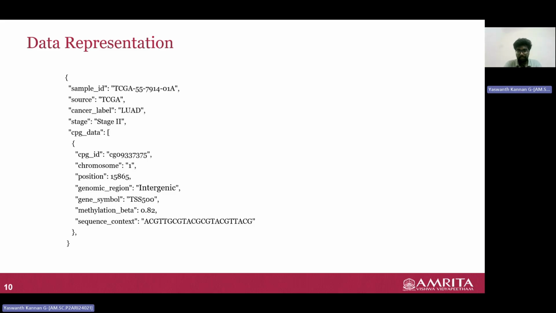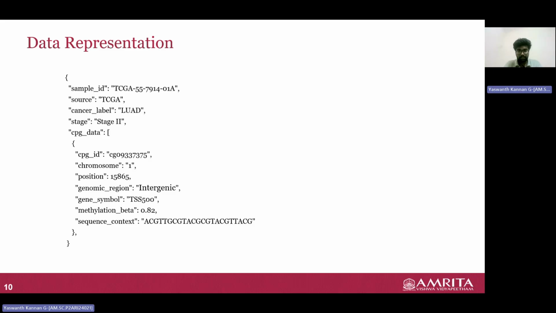And then at the CpG level, we get a CpG ID, which is an identification address for that particular CpG. Within it we get the chromosome, genomic position, gene annotation, genomic region, and methylation beta value. And importantly, we get the DNA sequence context of the particular CpG site.